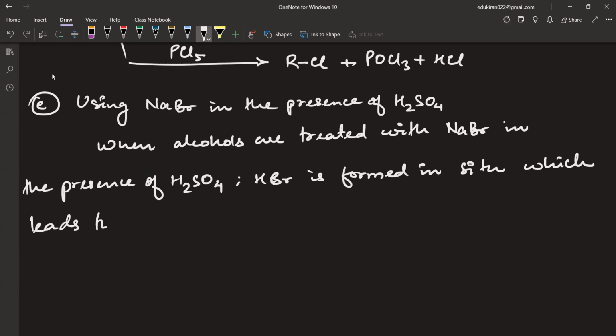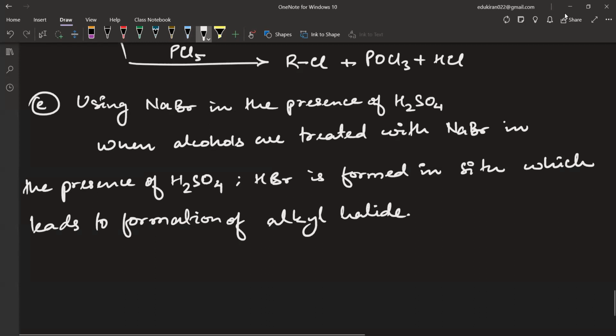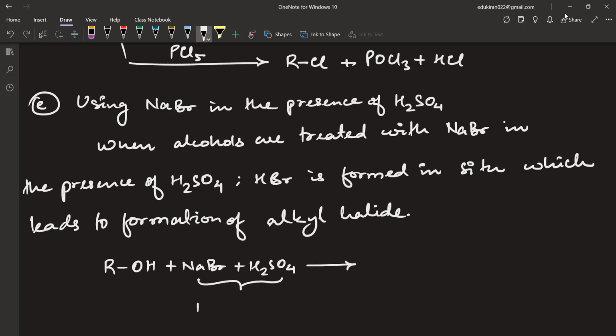which leads to formation of alkyl halides. That means the reagents are ROH plus NaBr plus H2SO4. NaBr and H2SO4 combine together and form HBr. And when HBr is formed, what is remaining? You will be remaining with NaHSO4. Here you can see RBr plus NaHSO4, and then water remains, H2O.